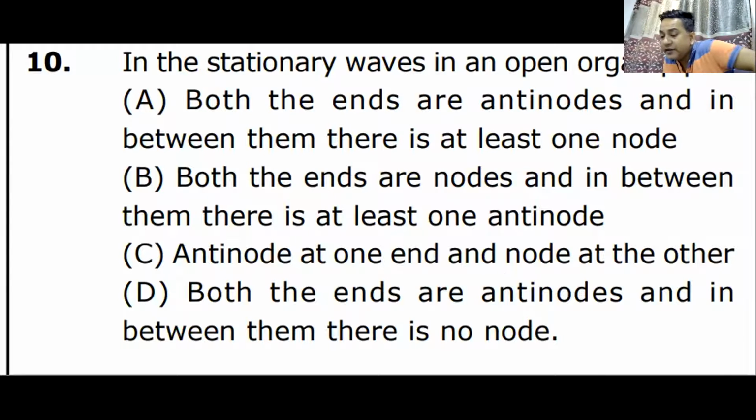In a stationary wave in an open pipe, which means it is open at both ends, what is the correct answer? You have drawn the diagram. You have seen what happens in an open pipe or a closed pipe. Can I have your answer for this one? And the answer is definitely A. In an open pipe, you will have antinodes at the ends, and in between them, there must be at least one node. Do we understand this? Yes or no?